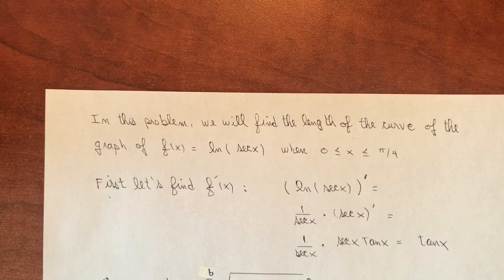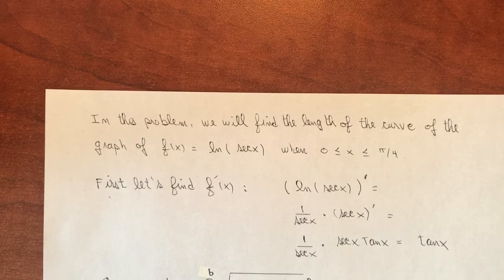Okay, so one last problem on arc length. Let's find the length of the curve to the graph of f of x is equal to the ln of secant x on the interval 0 less than or equal to x less than or equal to pi over 4. So we know the formula.